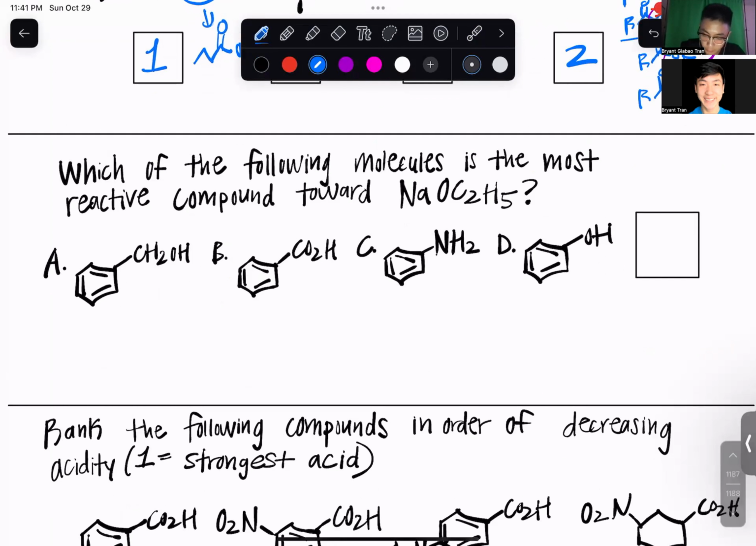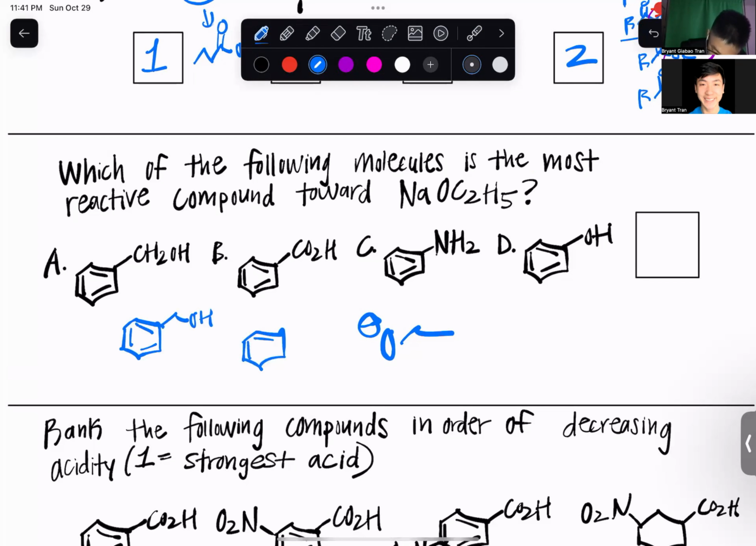Which of the following molecules is the most reactive compound towards NaOC2H5? So we know that this will also be a base, which is an alkoxide. So now we have to look for the most acidic hydrogen. So I'm going to redraw these compounds here into these structures that are easier to see the hydrogens and the conjugate bases.